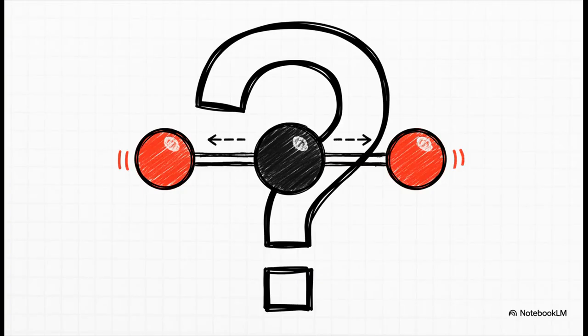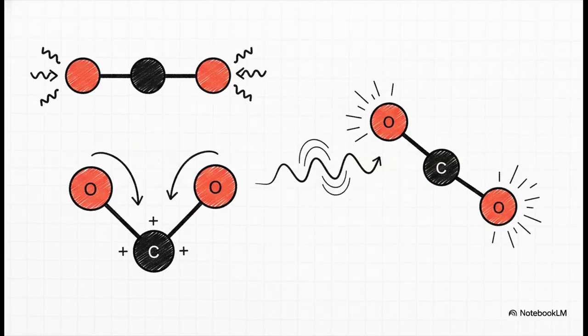To kind of get our heads around this, let's look at a molecule we all know and breathe out, carbon dioxide. Now, based on its simple, symmetrical structure, you might think it would be kind of boring, maybe even invisible to certain types of analysis. Well, you'd be wrong. And right here is where we see the magic of infrared, or IR spectroscopy.